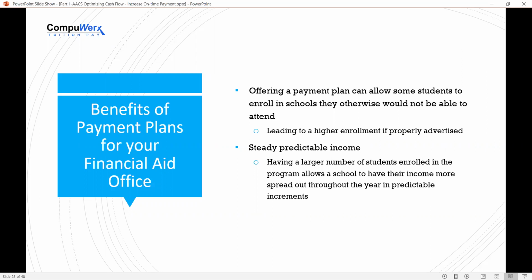Second thing is steady, predictable income for the school. That is very important, right? Having a large number of students enrolled in a program allows the school to have its income more spread out throughout the year in predictable increments.